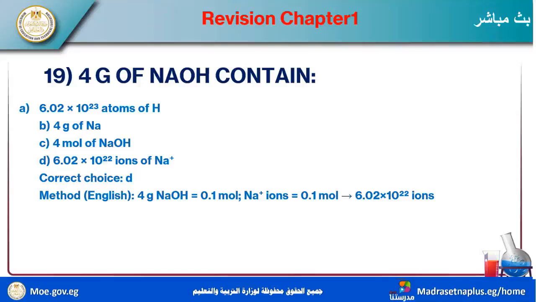Why is it D? Because 4 grams, when you divide 4 grams by 23, you have 0.1. I'm sorry, if you divide 4 by 40, the molar mass of NaOH, it equals 0.1. Then multiplying this 0.1 by 6.02 times 10 power 23, the number of ions equals this number of ions. So the correct answer is D, because we are multiplying this number 0.2 by Avogadro's number.